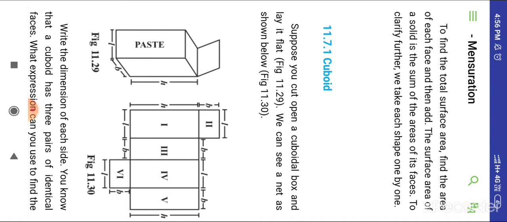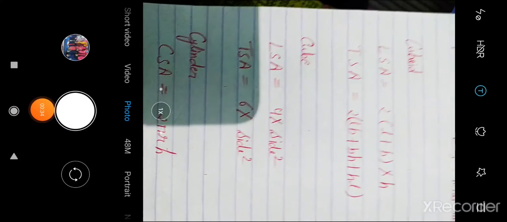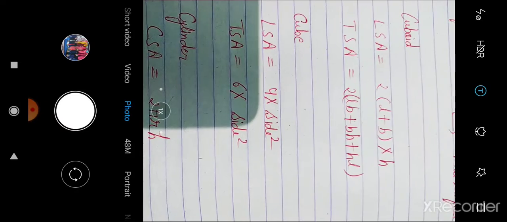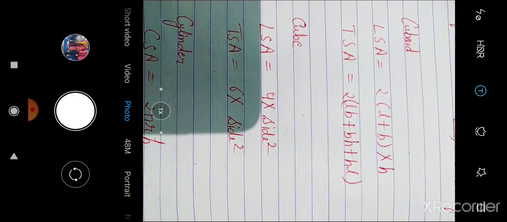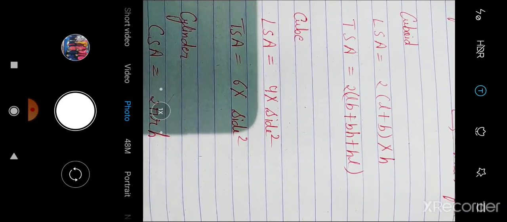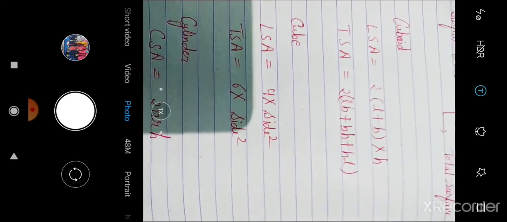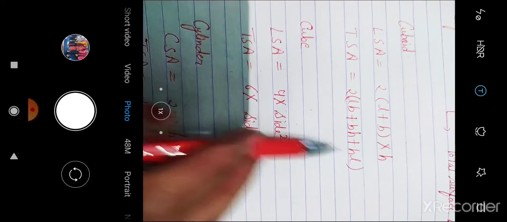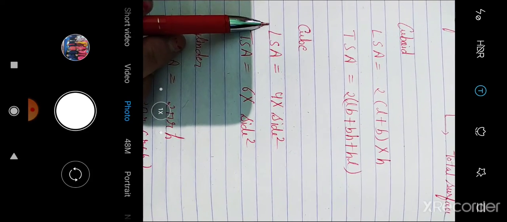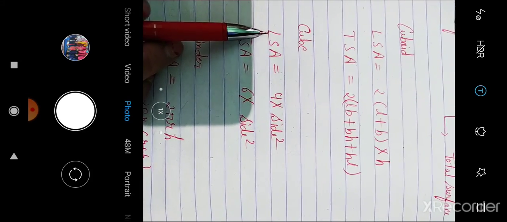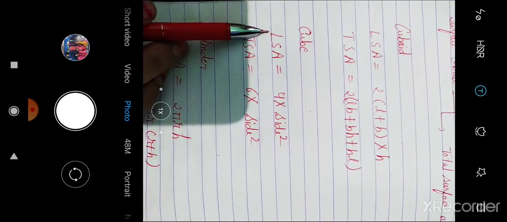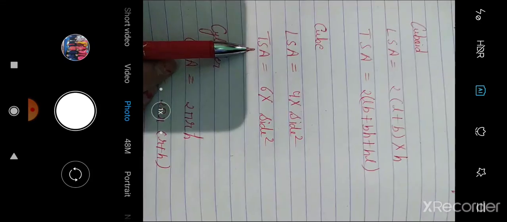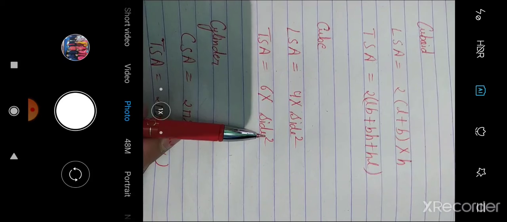So lateral surface area of cuboid is 2 multiplied by length plus breadth multiplied by its height, and TSA of cuboid is 2 multiplied by length multiplied by breadth plus breadth multiplied by height plus height multiplied by length. In the same manner we also have the TSA and LSA of cube. Lateral surface area of the 4 walls of a cube is 4 multiplied by side square, whereas the TSA of the cube is 6 multiplied by side square.